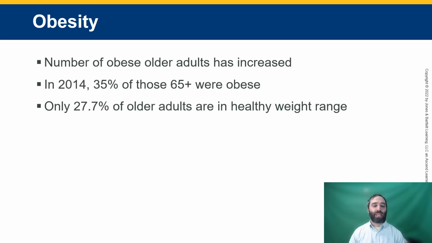All right, looking at obesity. The number of obese adults has increased. In 2014, 35% of those who are 65 and older are obese. Only 27% of older adults are in a healthy weight range. That goes back to the previous slide, looking at reducing the number of calories that come from fats and sugars.